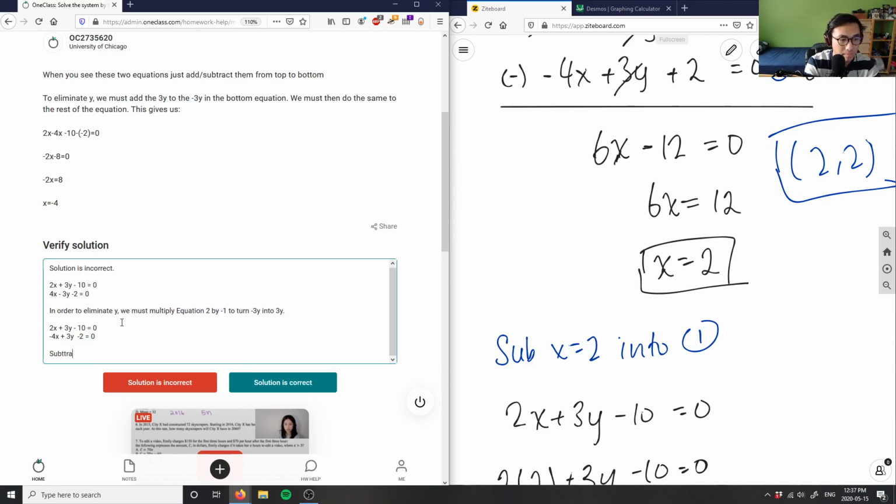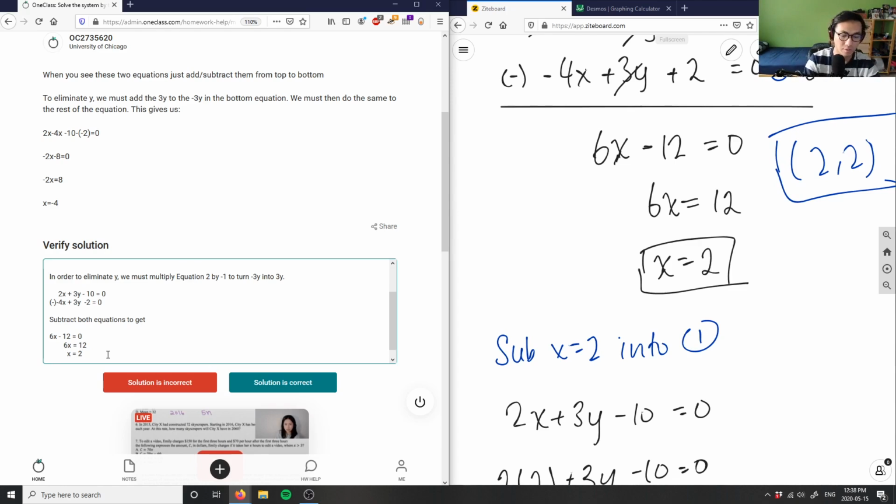Subtract both equations to get, and you get -6, or you get +6x. So I'm going to write a minus sign here to get 6x minus 12 equals 0, and therefore x is going to equal 12, or sorry, 6x equals 12. And then finally I have x is going to equal 2.